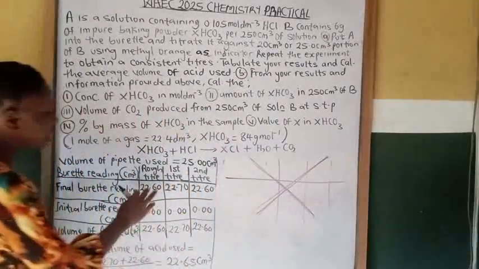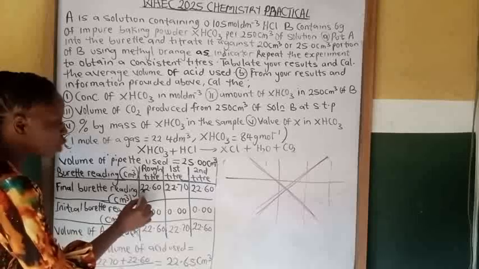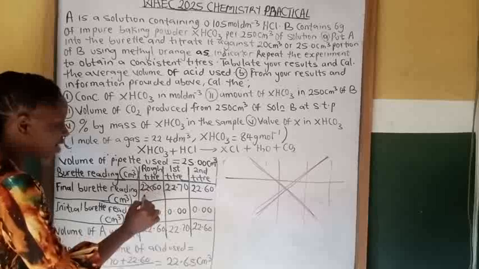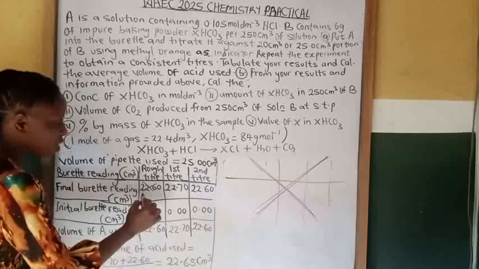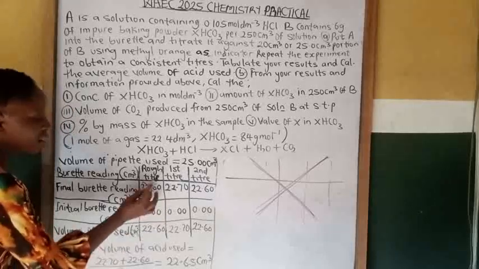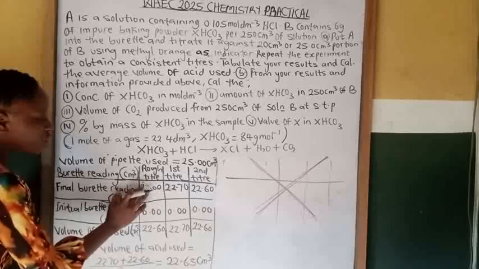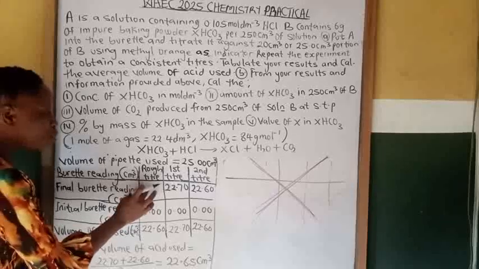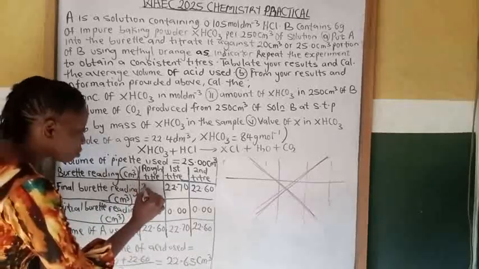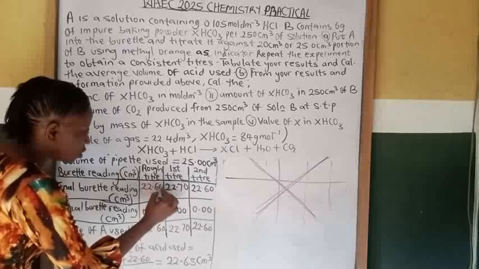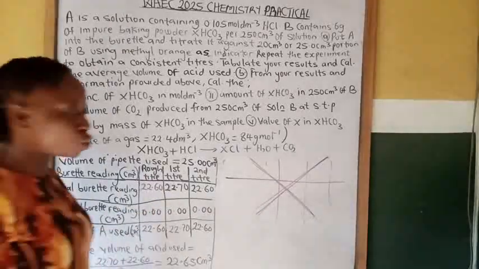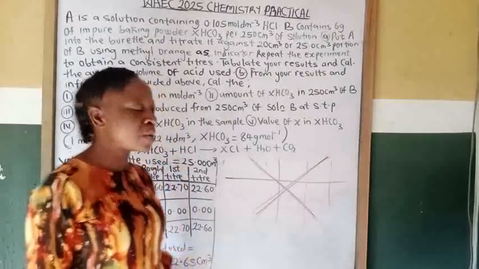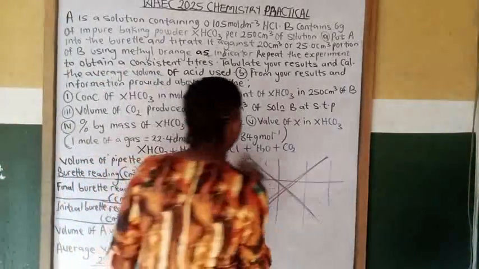While for alteration on the table, maybe you have written 22.60, then you made a mistake and you want to alter it, you now cancel like this, then write the correct value under. They will deduct 2 marks. Alteration of table is -2, while cancellation of table is -5. So let's continue.